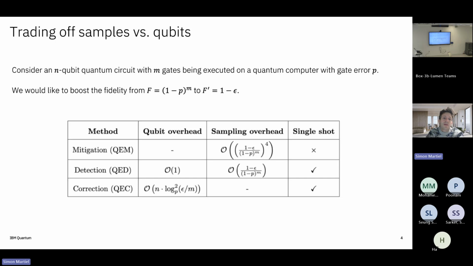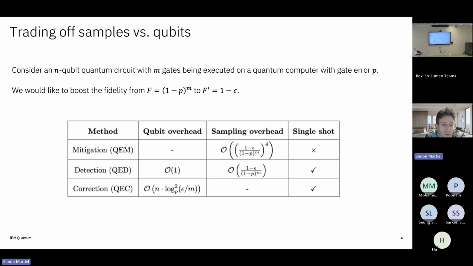So, for instance, if you consider some n-qubit quantum circuit with m gates running on a quantum computer, and each gate comes with some gate error p, then we can roughly estimate the fidelity of the resulting state as (1 - p)^m. We can ask ourselves what the overhead in terms of resources will be in order to bring this fidelity, which can be quite low, exponentially low in m, to some better fidelity f', which is, let's say, 1 - epsilon for some tiny epsilon.